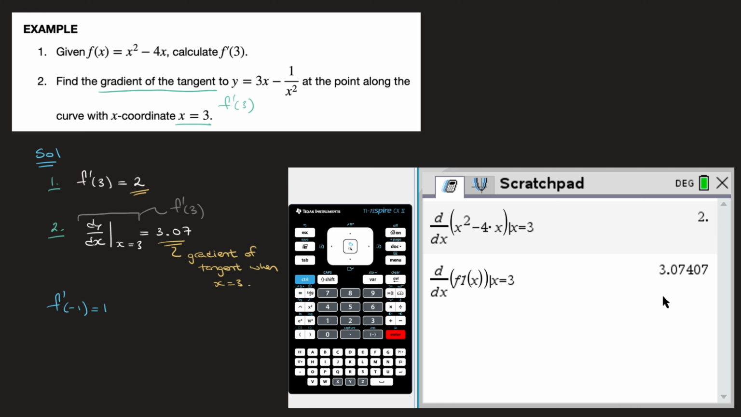And we're done. We can see here that the calculator gives us the result, 3.07407, which tells us that the result we had got on our graph had already been rounded for us. And there we go. That's how we can calculate a function's derivative at any value of x using the TI-Nspire CX. And that's it for this tutorial.